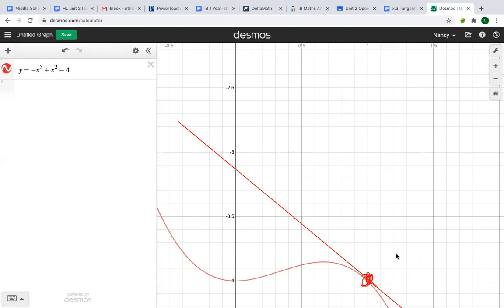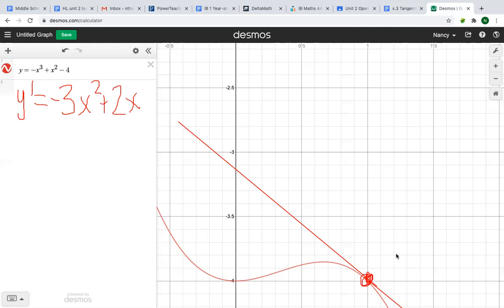So basically, in order to figure out the function of that tangent line, we need to figure out what the slope is at that instant point. And if we're looking for the instantaneous slope or the instantaneous gradient, we need to take the derivative. So our first step is to find the derivative. Here, y prime, our derivative would be negative 3x squared plus 2x. And remember that constant goes away.